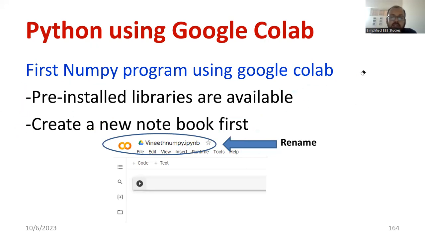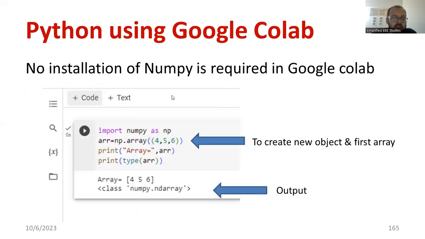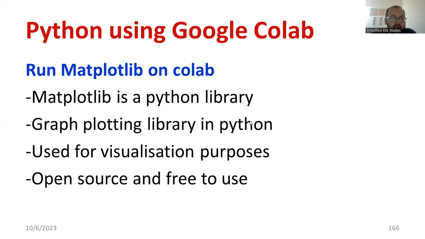Next, you have to rename it. Then you have to type the program here: import numpy as np. So let me call a new name as np. Then you create a new object in the first array. You can call your own variable and print, all the things you can print. Ultimately you will be getting the output in this fashion. This is the way how to use Numpy in Google Colaboratory.